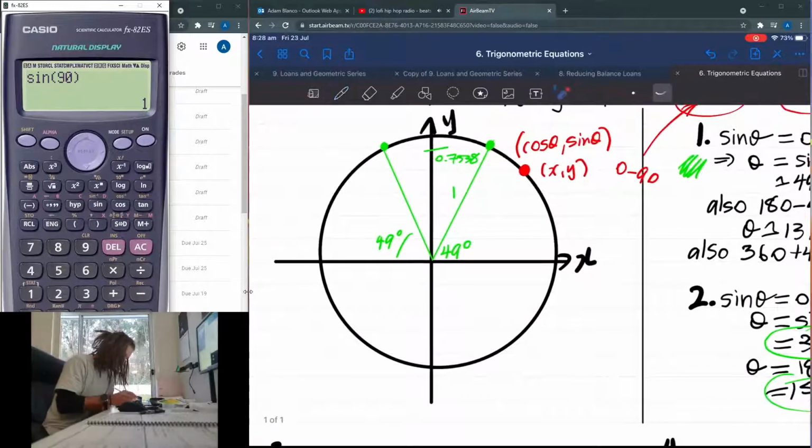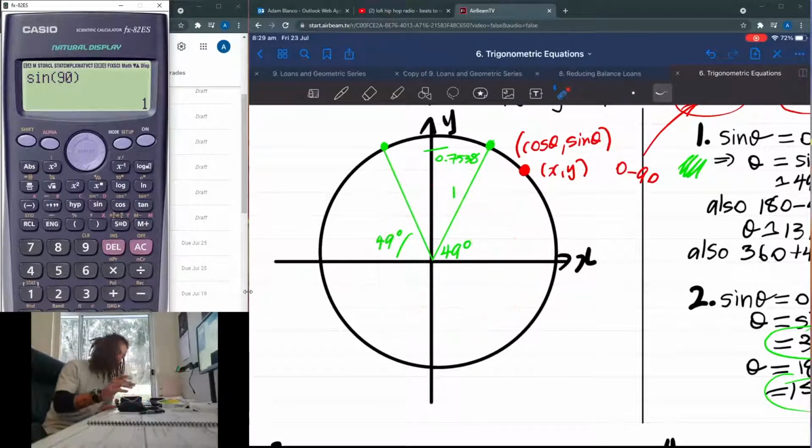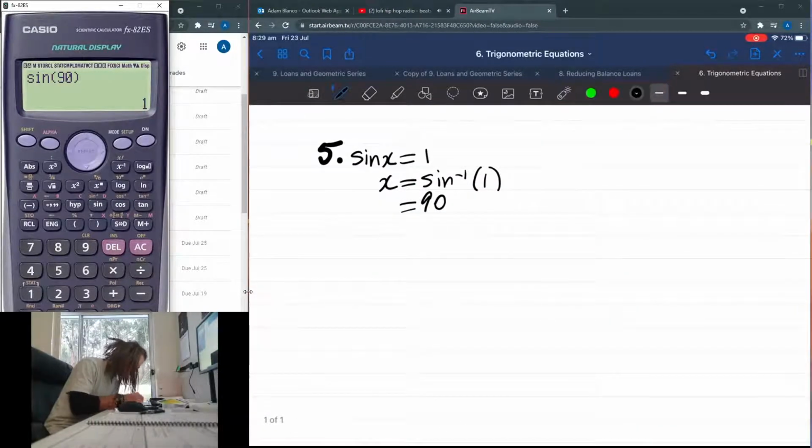Now let's look at this. If I just keep rotating around the circle, I should keep getting solutions. So if this is 90, then what's this? Well, that's 360 plus 90, which is 450. So that should also be a solution. Let's test that. 450.